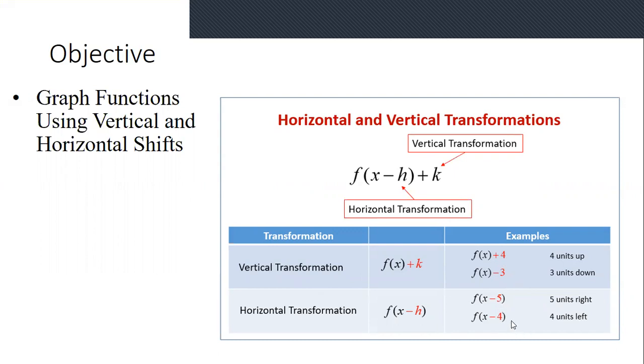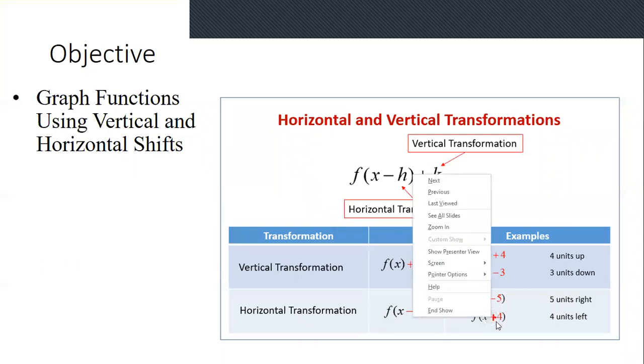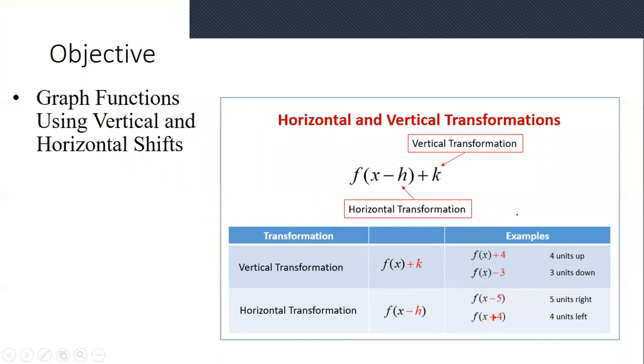And if I have x plus, my plus sign fell off. That's a plus. And if I have x plus, f of x plus 4, then I'm going to the left because my x is a liar.